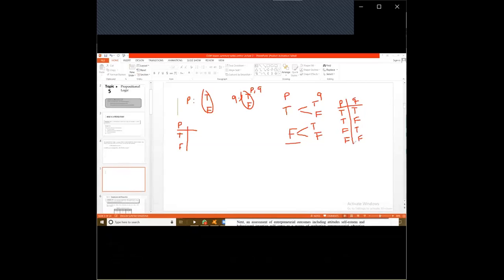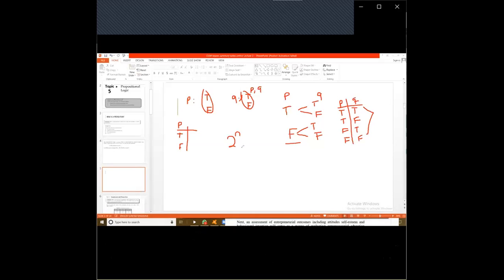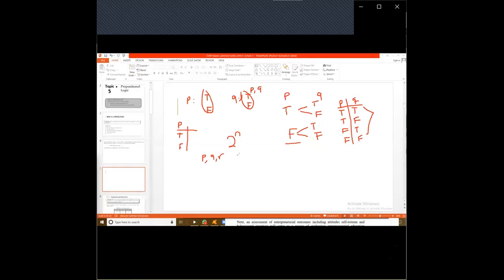Now, the general principle guiding the number of combinations of given statements is the formula 2 raised to the power n, where n is the number of statements. So if we have 3 statements, say P, Q, and R, then your n is 3. So it means the number of combinations we expect will be 2 raised to the power what? 3, which will be equal to what? 8.